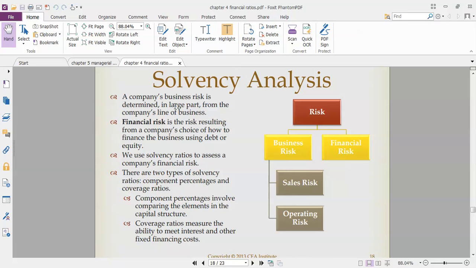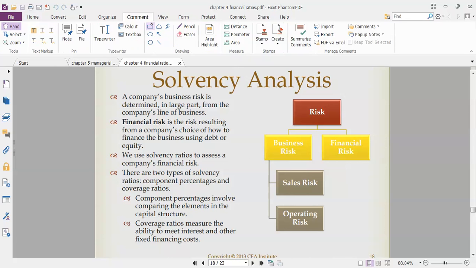A company's business risk is determined in large part from the company's line of business. So what is the risk of the company? The first one is business risk. The second one is financial risk. Business risk has two types, that is sales risk and operating risk. How about the financial risk?